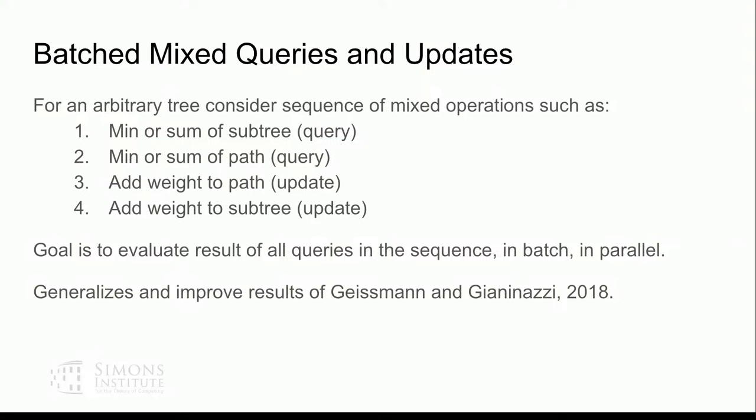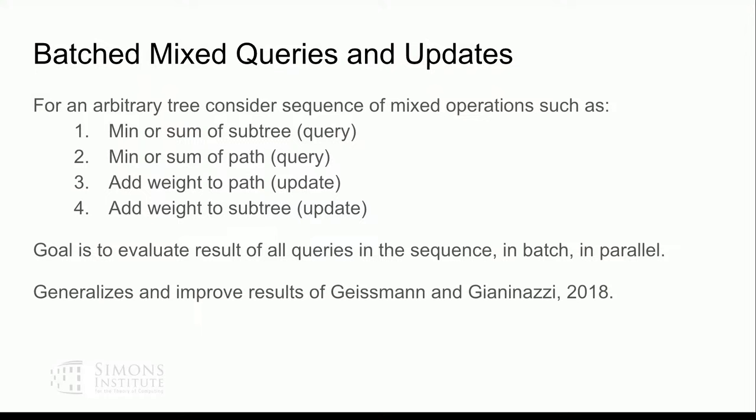So we might want to do a query where we're asking for the minimum on a path, or the sum of a path, or the minimum or sum of a subtree. We can identify a subtree by just identifying the root of the subtree and maybe the direction it points, and we just might want the sum of that subtree or the min edge weight on that subtree. Likewise for a path, we just identify two vertices and ask for the min or max or sum of the path. And the updates are similar. We can update the weight on a path. I can give you two endpoints and say add 7 to everything on that path. Or I can take a subtree and say add 7 to everything on that subtree.